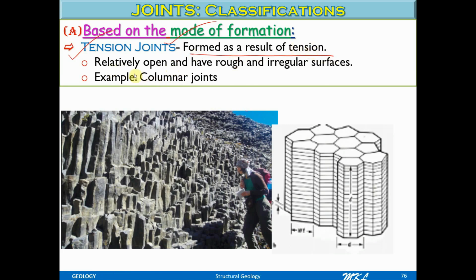I'll discuss in detail how columnar joints develop. These relatively open joints with rough and irregular surfaces are called tension joints. The example is the columnar joint, which is very abundant in the USA and Canada. You will see this type of joints at this site. It's hexagonal shaped blocks joined to one another by a weak plane, and this type of joint is generally called a columnar joint.